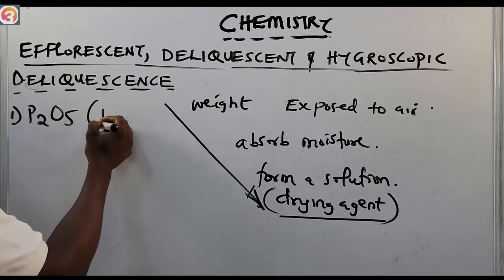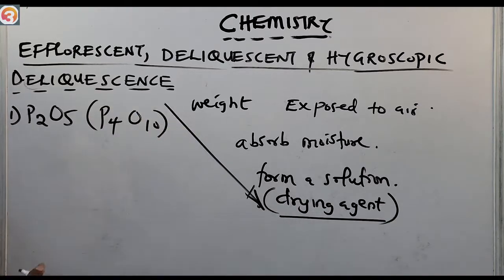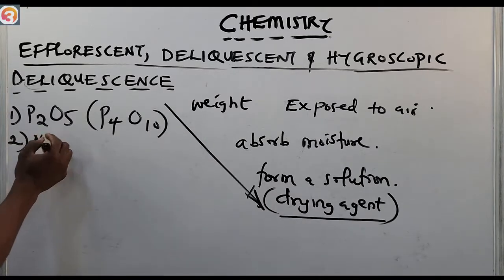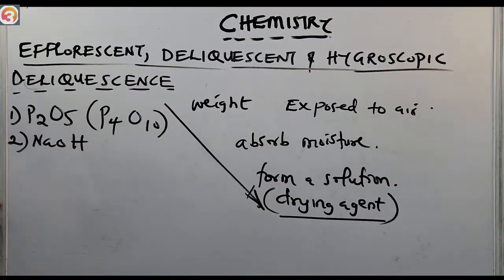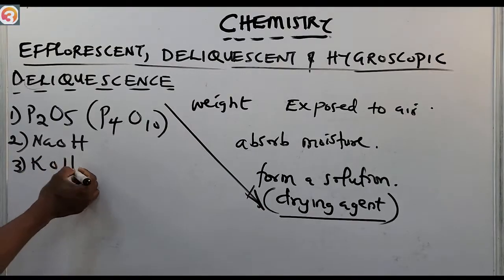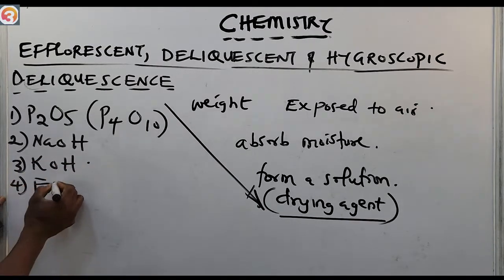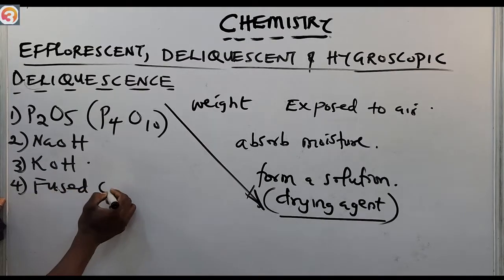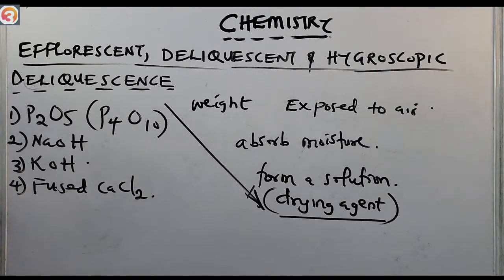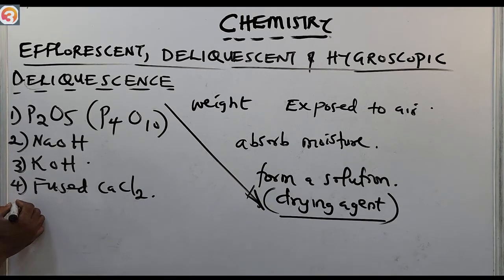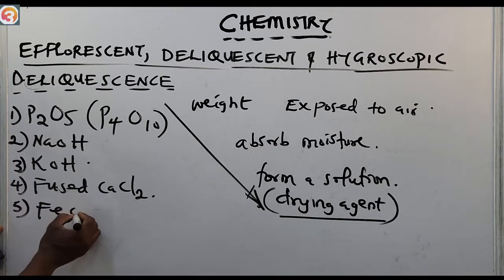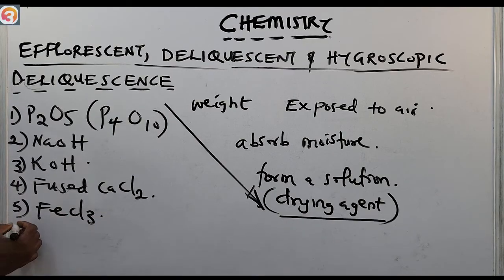Examples of deliquescent substances are, one, P2O5, or of course P4O10. That's one example of deliquescent substances. Another example is NaOH. NaOH is another example of a deliquescent substance. We also have KOH. We have fused calcium chloride, CaCl2. Then also we have number five, iron chloride, FeCl3. Then we also have MgCl2.